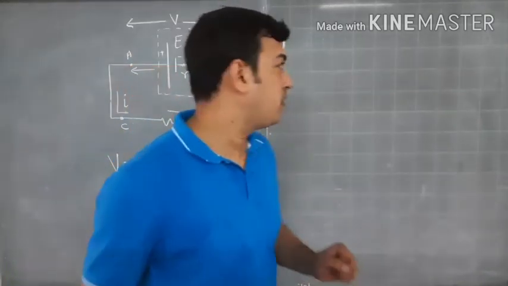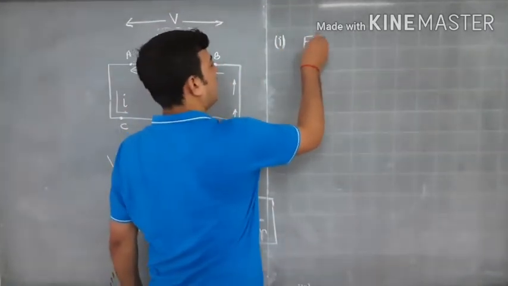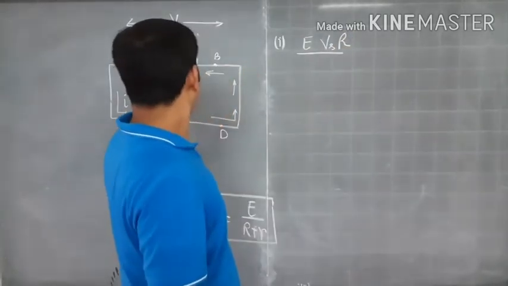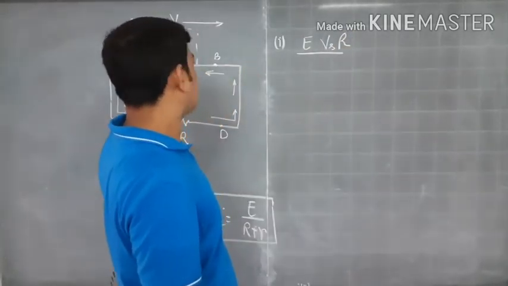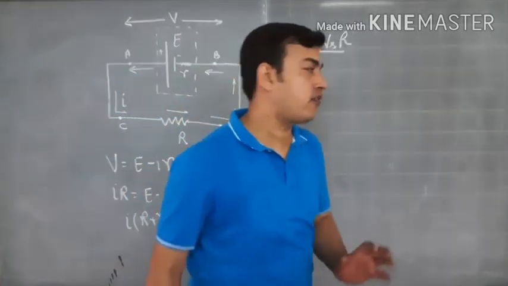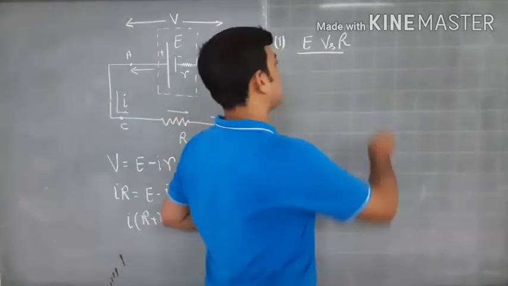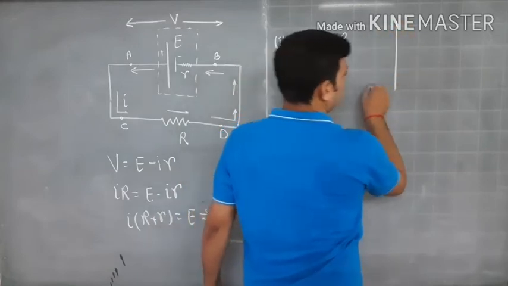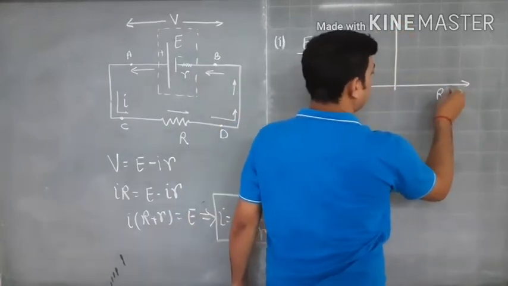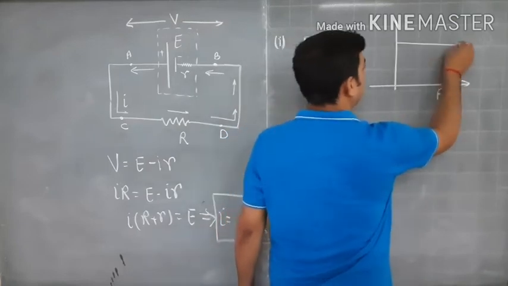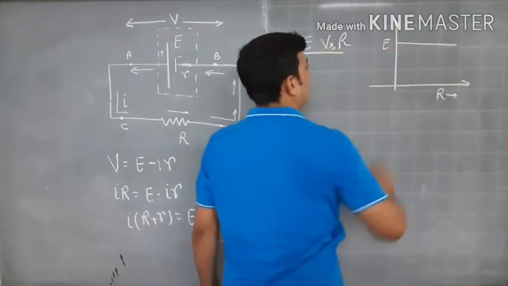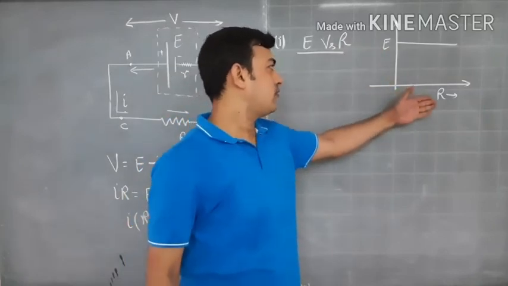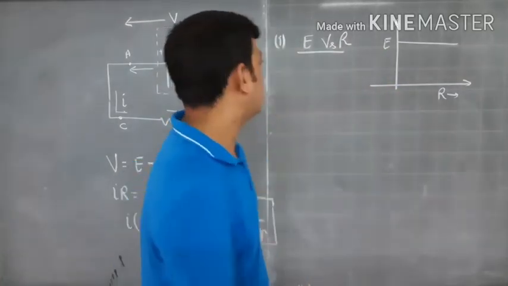So first of all we will discuss the graph of E versus R. As I told you, this is the EMF of the cell and that is completely independent of the external resistance. As E is not depending on R, whatever the value of R, whether it increases or decreases, E will remain constant. So there will be no change in the value of E with change in external resistance.